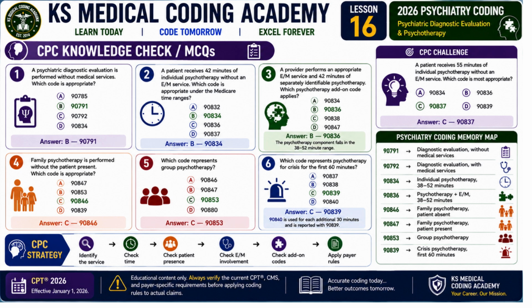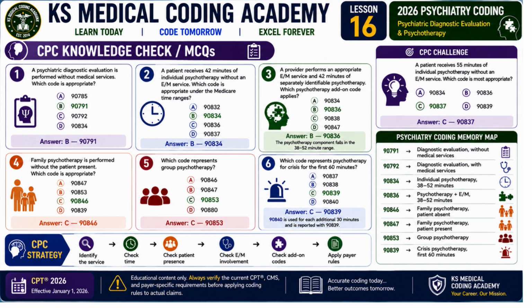Now it's time to test your understanding with a CPC psychiatry knowledge check. Question 1. A psychiatric diagnostic evaluation is performed without medical services. Which code is appropriate? The correct answer is 90791. Remember, 90791 is without medical services, while 90792 is with medical services. Question 2. A patient receives 42 minutes of individual psychotherapy without an E/M service. Which code applies? The answer is 90834, because 42 minutes falls within the 38 to 52 minute range.